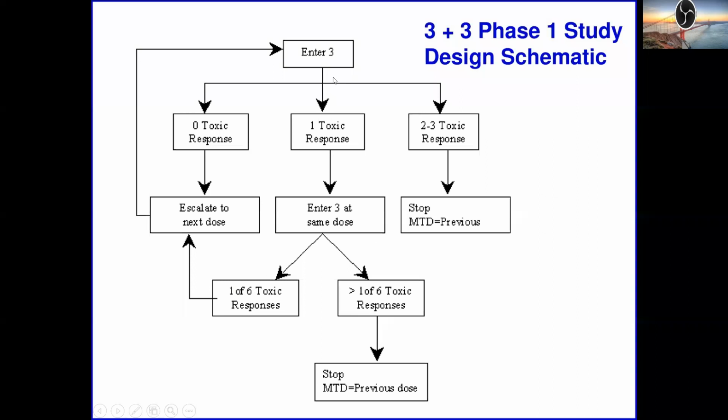So why is it only 3 patients, or why only one toxicity? Normally in clinical trials, the toxicity should not be more than 33%. So 1 in 3 is about 33%. That is the reason why they usually take a 3+3 design.